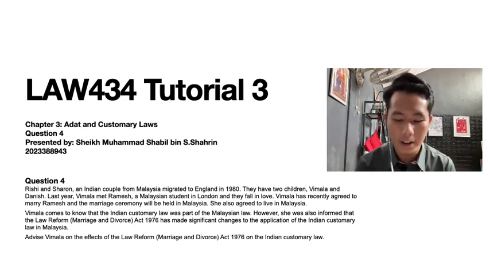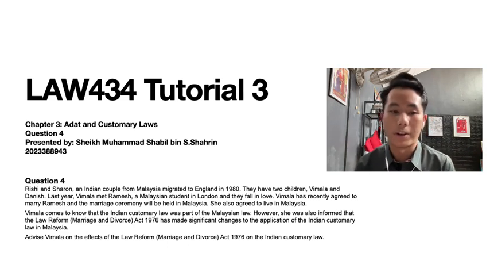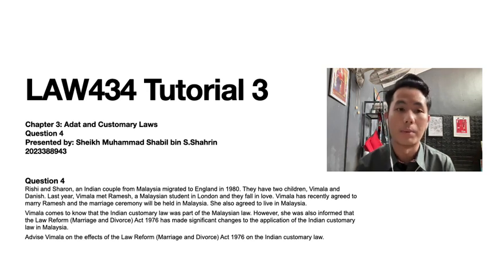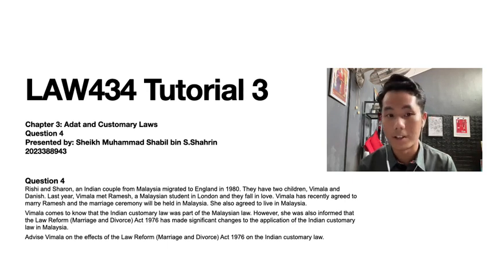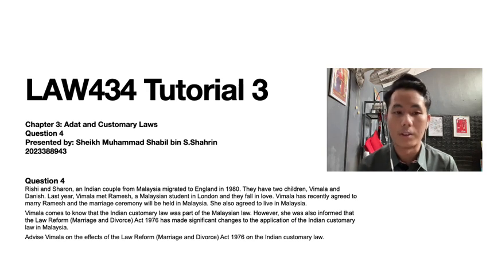Rishi and Sharon, an Indian couple from Malaysia, migrated to England in 1980. They have 2 children, Vimala and Danish. Last year, Vimala met Ramesh, a Malaysian student in London, and they fell in love. Vimala has recently agreed to marry Ramesh, and the marriage ceremony will be held in Malaysia. She also agreed to live in Malaysia. Vimala comes to know that the Indian customary law was part of the Malaysian law.